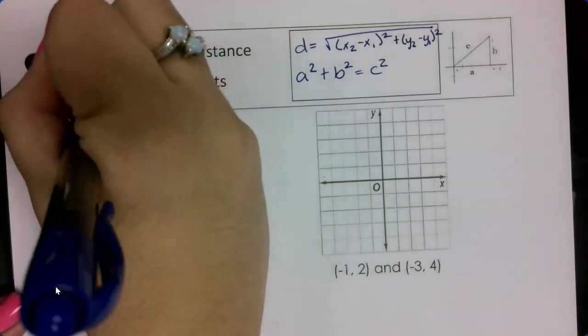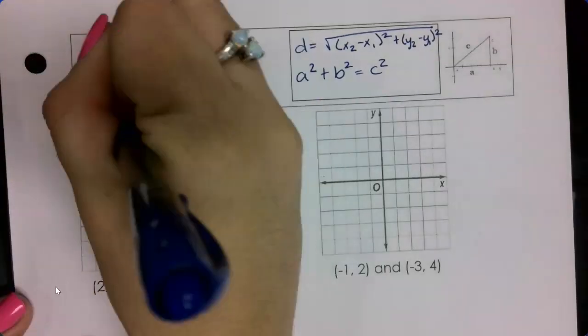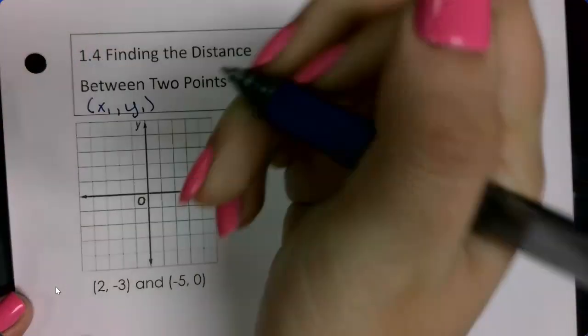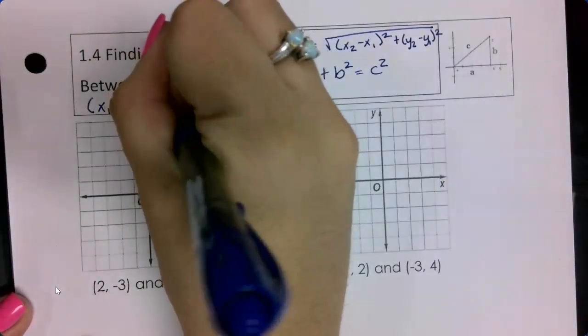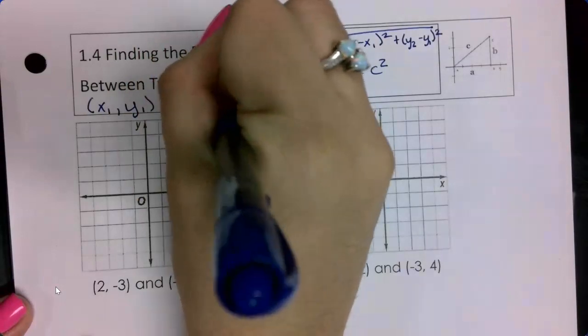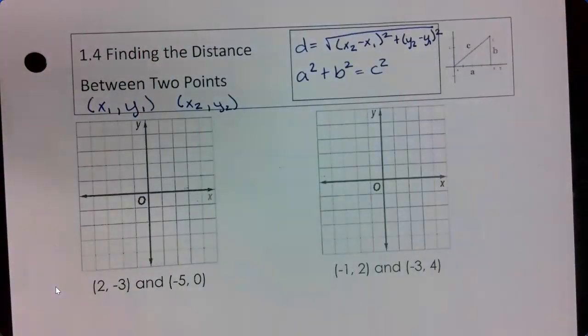And then one thing I want to point out is typically when I'm given my coordinate points, they're going to be listed in this order. It's going to be x sub 1, y sub 1, x sub 2, y sub 2. I'm going to need to label them myself, but your sub 1s go together and your sub 2s go together.